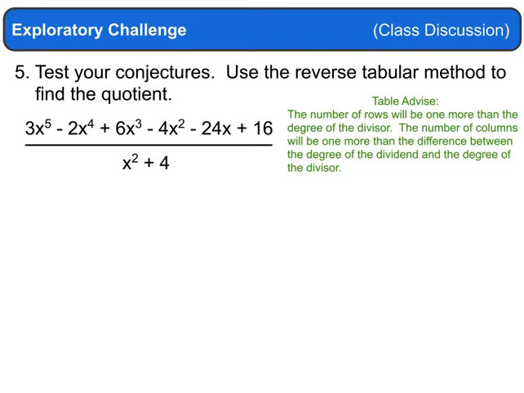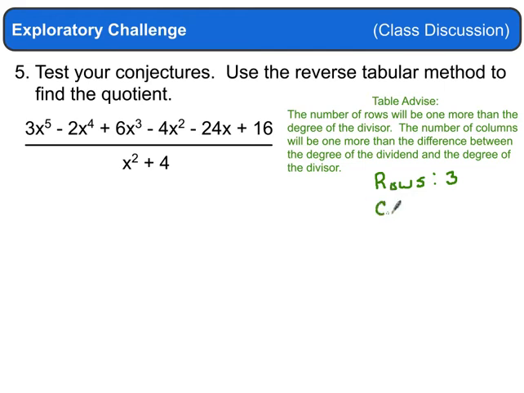I'm going to continue. So we need to know how many rows, how many columns that we're going to need. So remember the number of rows, we'll make a little note. The rows is one more than the divisor. So this is a 2, so we're going to need 3 rows.